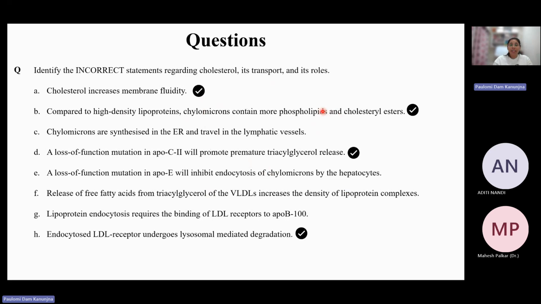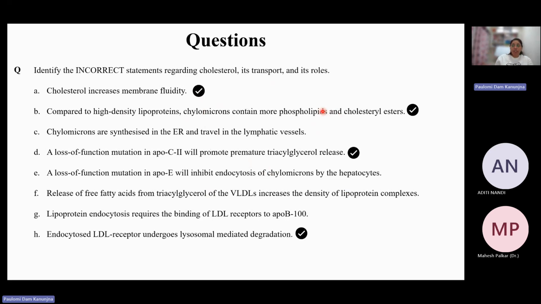The third one, C, is correct. It says chylomicrons are synthesized in the ER, which is the endoplasmic reticulum, and they are transported by lymphatic vessels. That's a correct statement. Fourth one says a loss of function mutation, which means if this mutation takes place, the activity of the protein is lost.